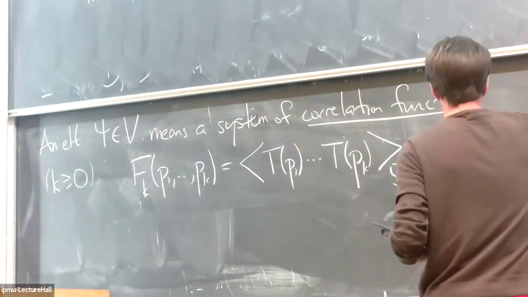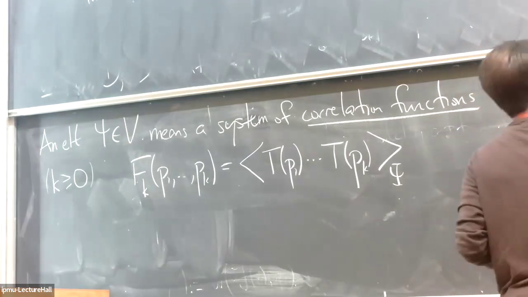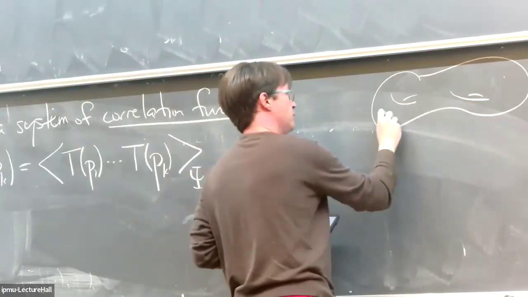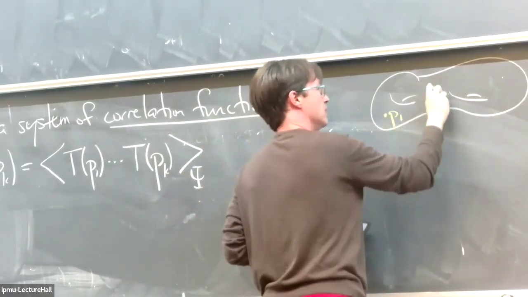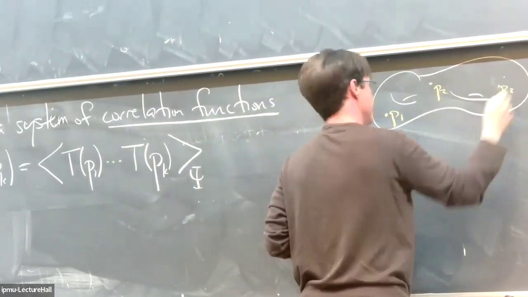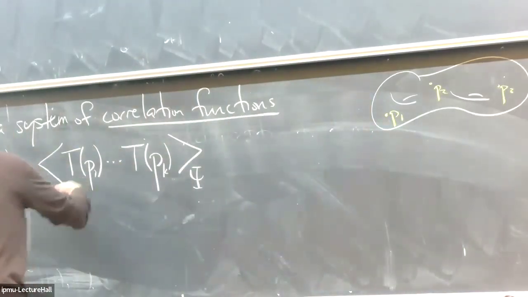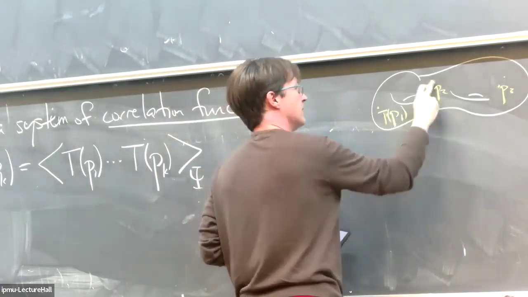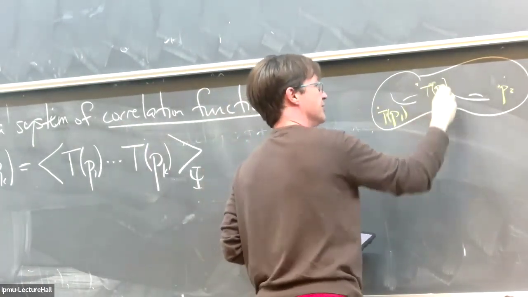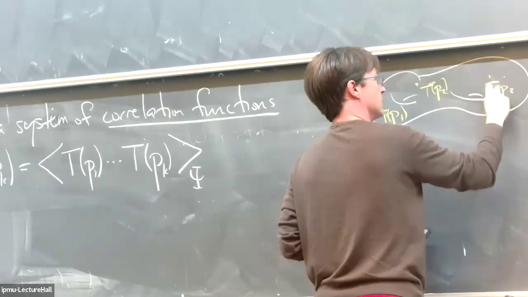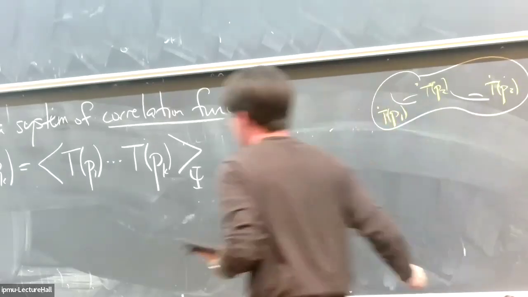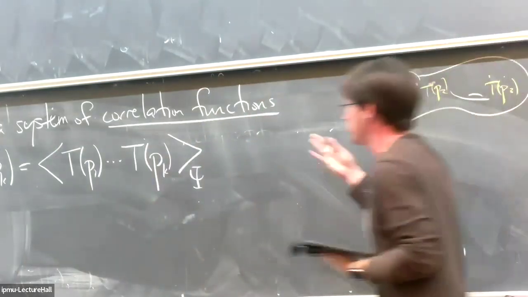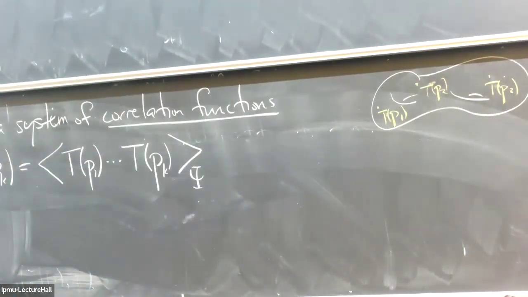So the picture is that on my surface, I'm considering a function of a bunch of points, maybe p1, p2, p3. In quantum field theory, there's some field, the stress energy tensor, and I'm computing correlations of the stress energy tensor at these points. But it's just a function of these points. It has to have various properties. So what are the properties that it has to have?